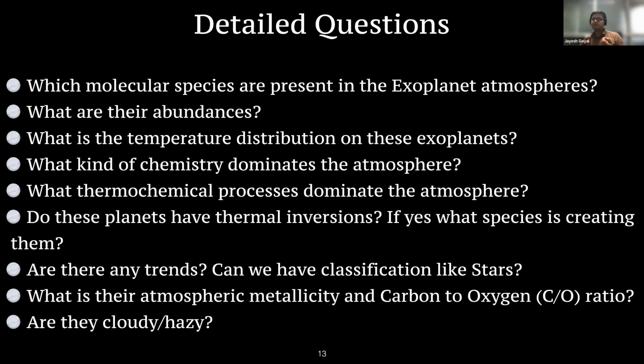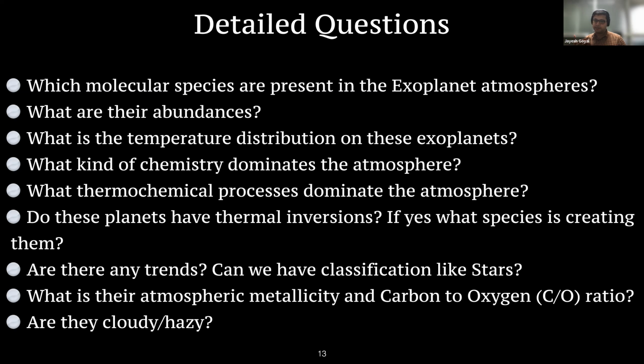Like which molecular species are present in the exoplanet atmosphere? What are their abundances? What is the temperature distribution on these exoplanets? What kind of chemistry dominates? What thermochemical processes dominate the atmosphere? Do these planets have thermal inversions? If yes, what species is causing them? Are there any trends? Can we have a classification like stars? What is their atmospheric metallicity?